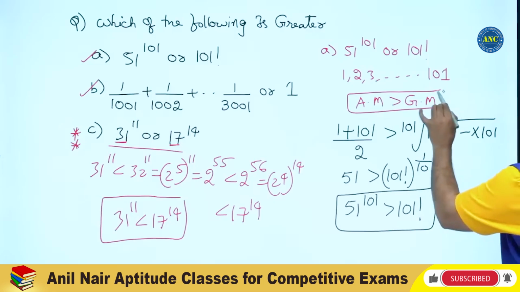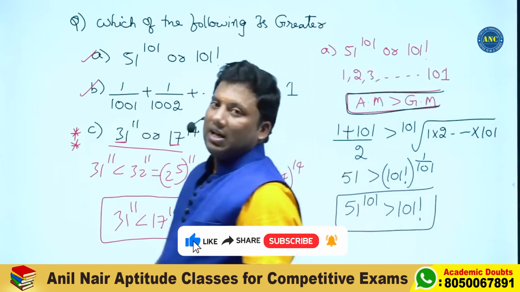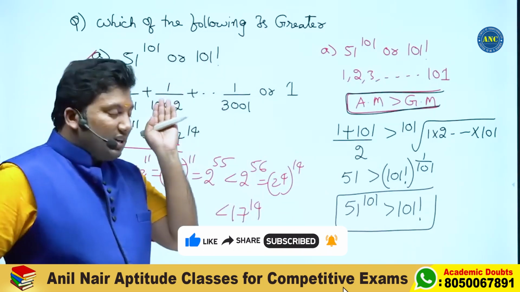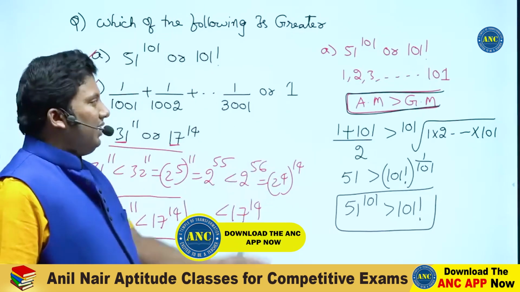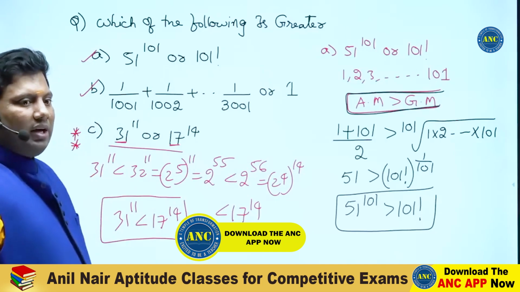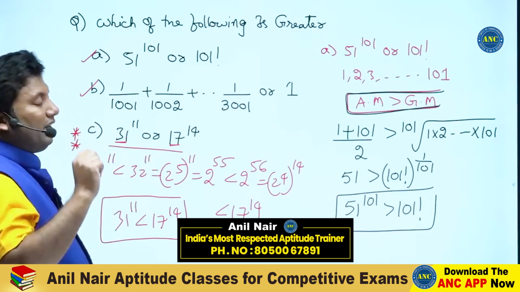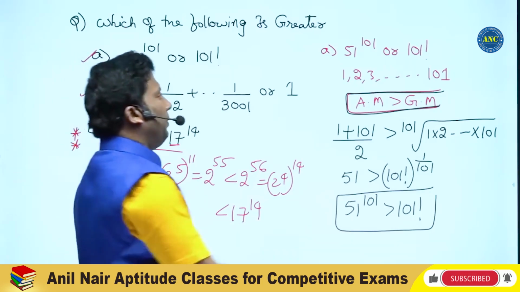Answer over. Because of this identity, look at what the teacher has done: he wrote 101 as 51 plus 50, and so on. Half a page he has done it. It is a single step solution. AM greater than GM. AM stands for arithmetic mean, which is first term plus last term by 2.